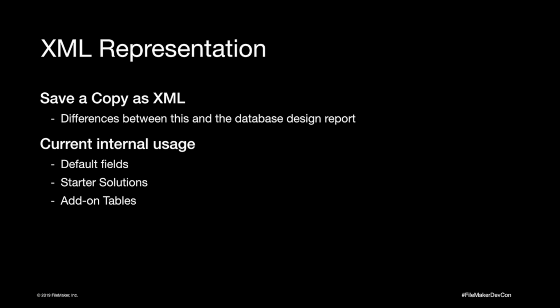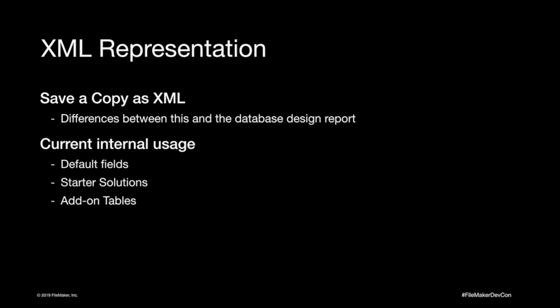And now I want to give you some insight on XML representation. This might be a little dense. I'm going to go into some of the engineering behind it. But I did want to talk about the new FileMaker 18 feature, Save a Copy as XML. You'll see it under the Tools menu. So we first shipped this feature internally as part of FileMaker 17. The default fields leverage this, starter solutions and add-on tables, and I'll tell you the inner workings of those soon.